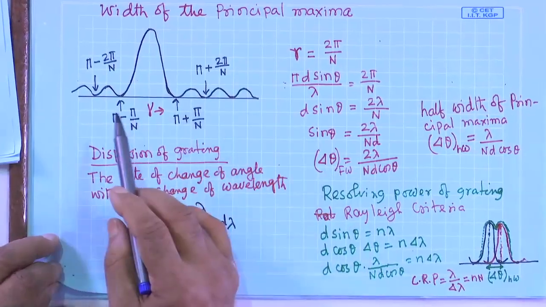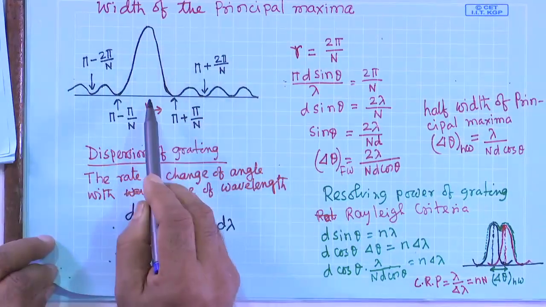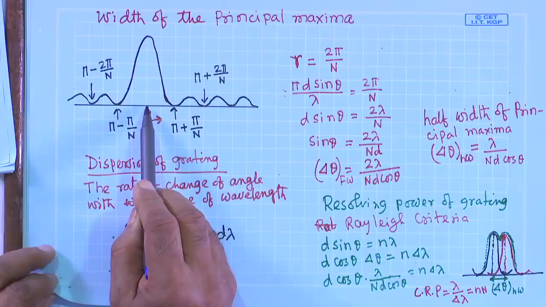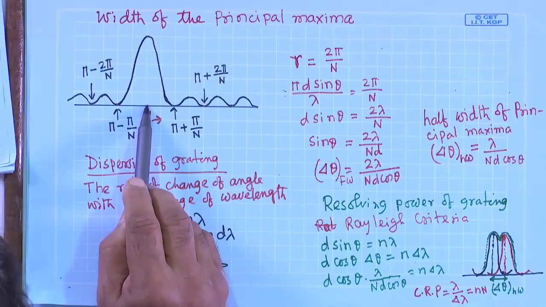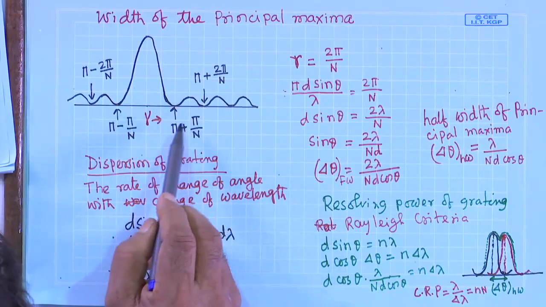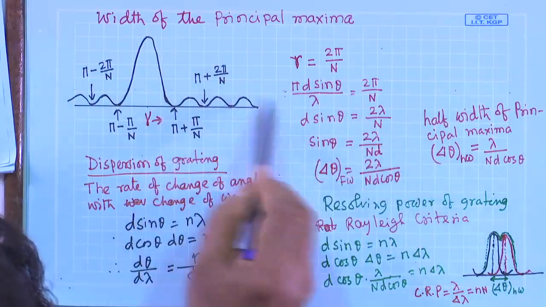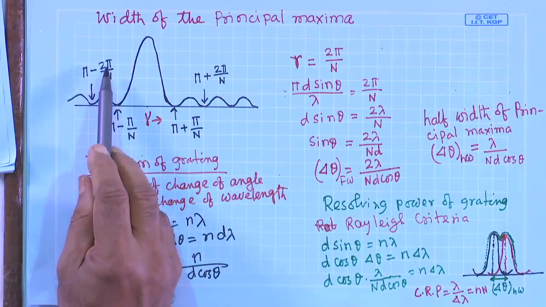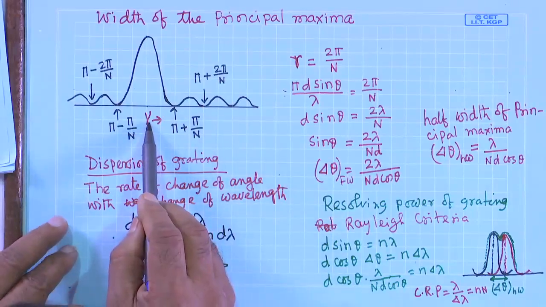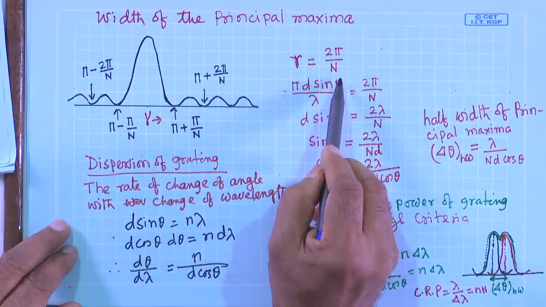We have to see the condition. From that condition you can see, this is the principal maxima we get at n equal to pi. If it is pi, then the next will be pi plus pi by n, 2 pi by n, 3 pi by n. Similarly, on the other side, minus pi by n, pi minus 2 pi by n. So basically here gamma, this width, is 2 pi by n.